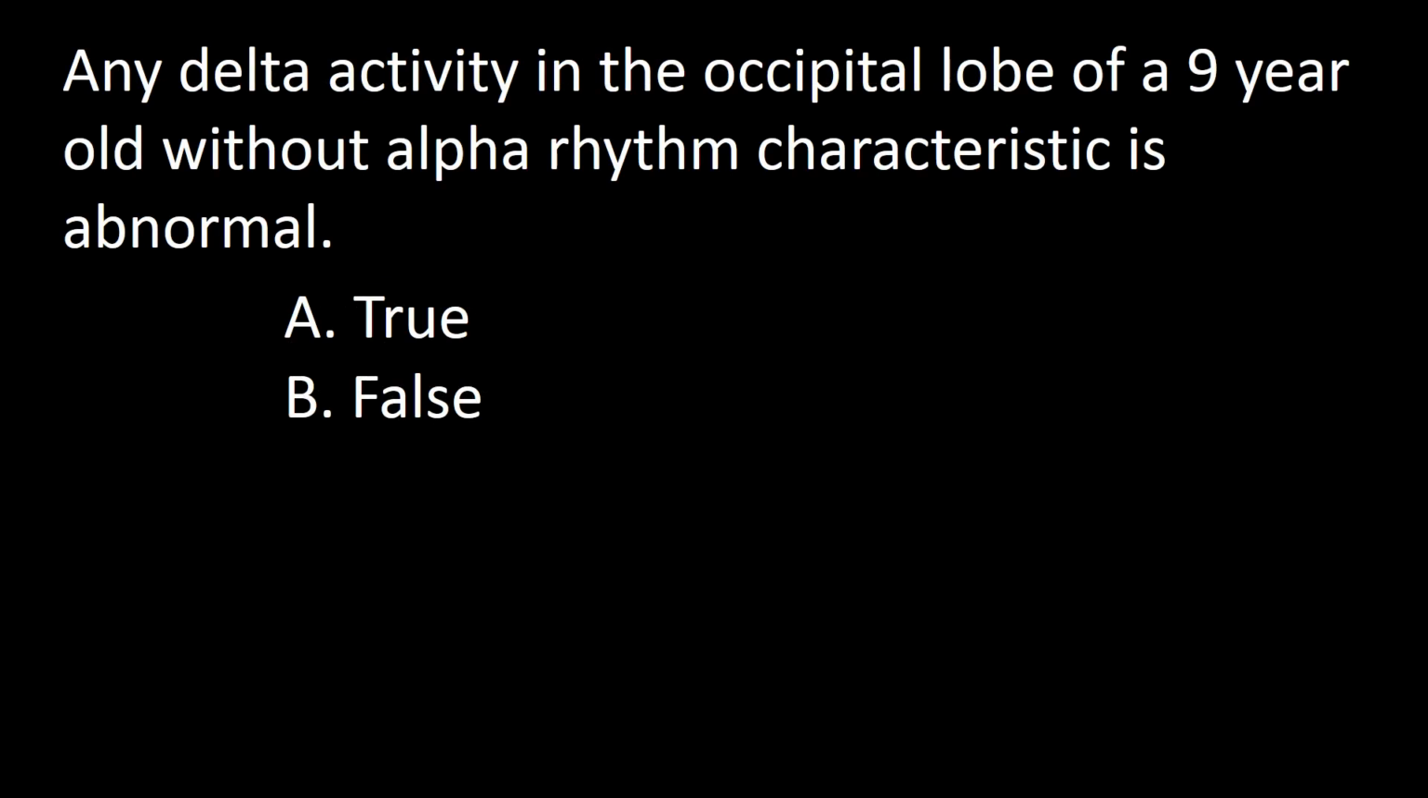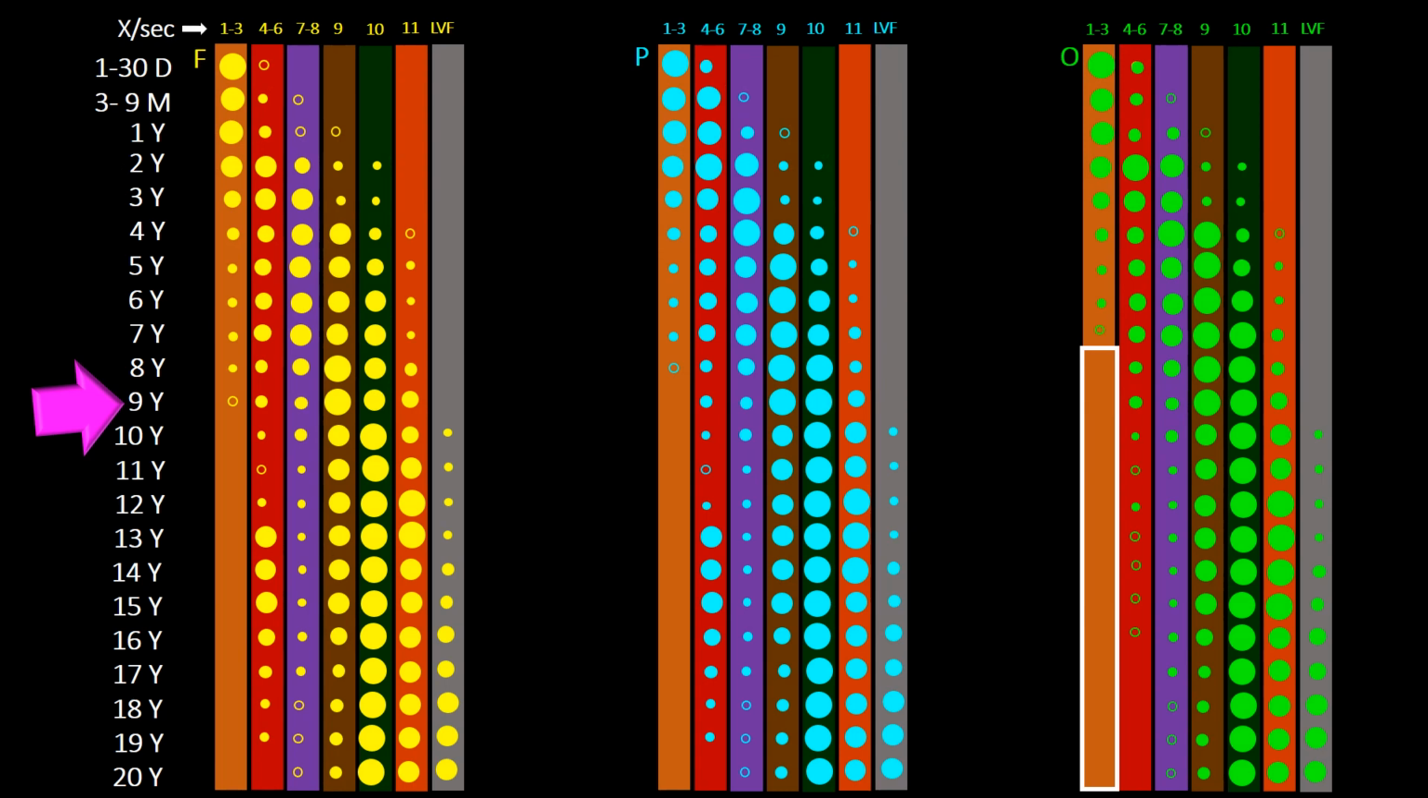Next question. Any delta activity in the occipital lobe of a 9-year-old without alpha rhythm characteristics is abnormal. A true, B false. This is the general chart that you have been seeing throughout this talk. As you can see, at 9 years of age, no delta activity should be present in the occipital lobe.